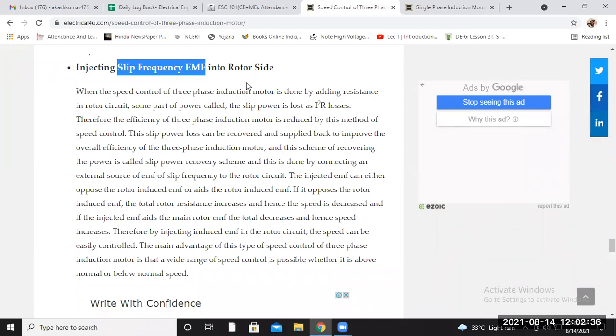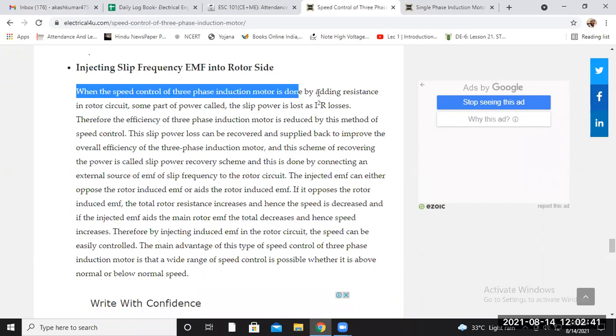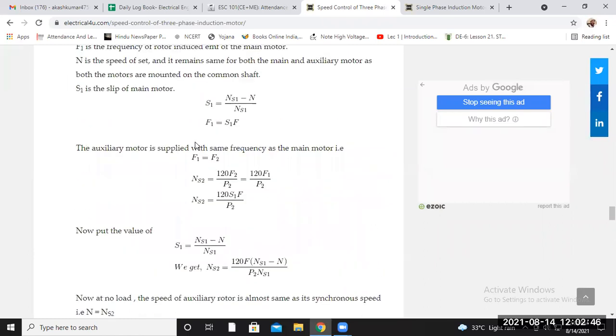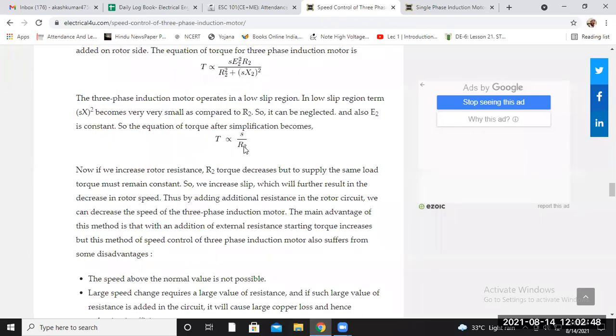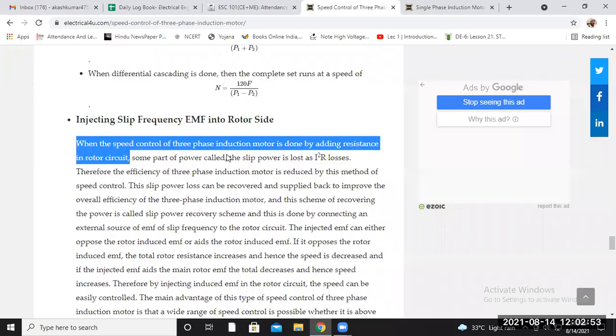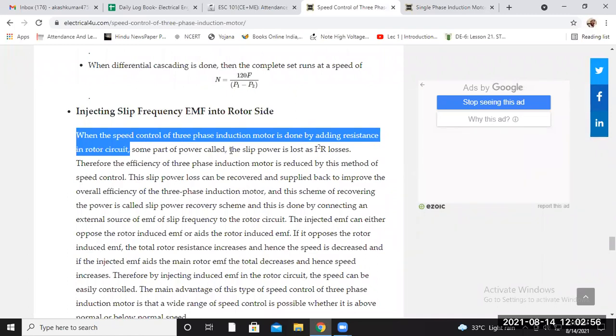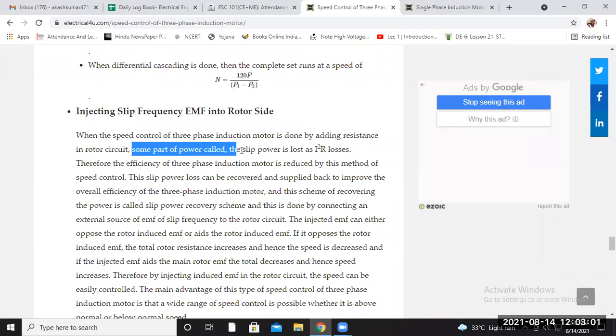Let us discuss. When the speed control of a three-phase induction motor is done by adding resistance in the rotor circuit, which we have already discussed, some part of power called the slip power is lost, as I explained. If we increase the value of resistance, the loss will increase, as the connection is done in series.